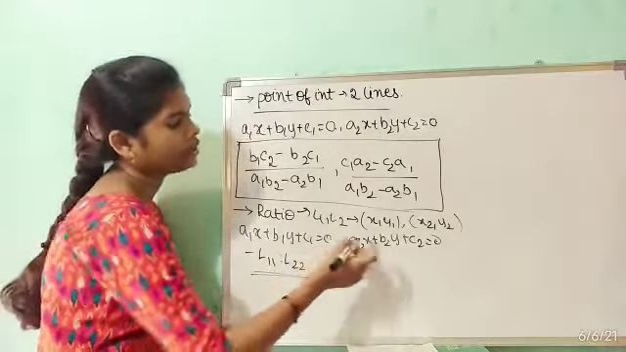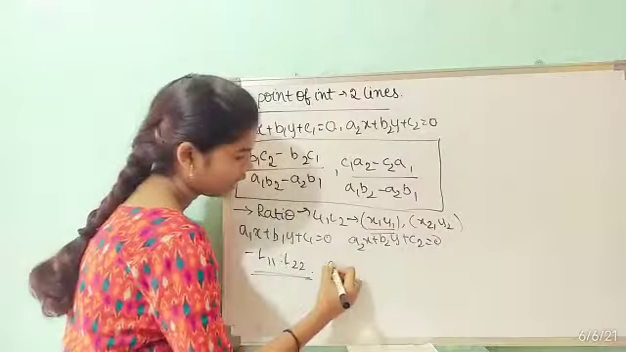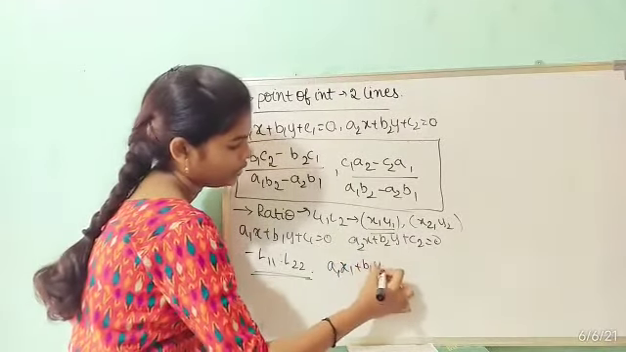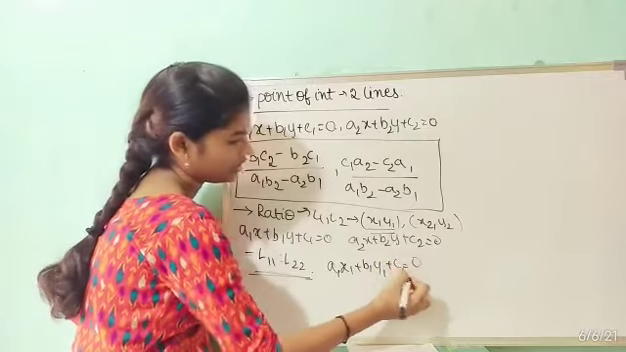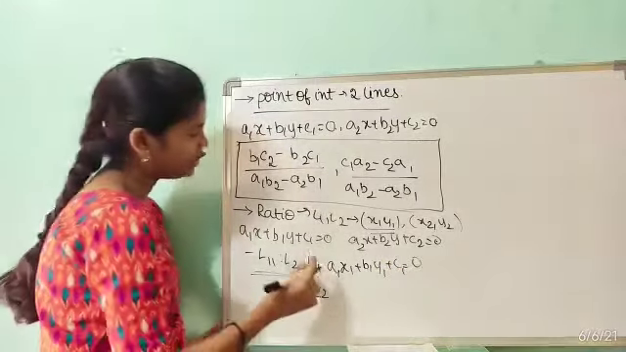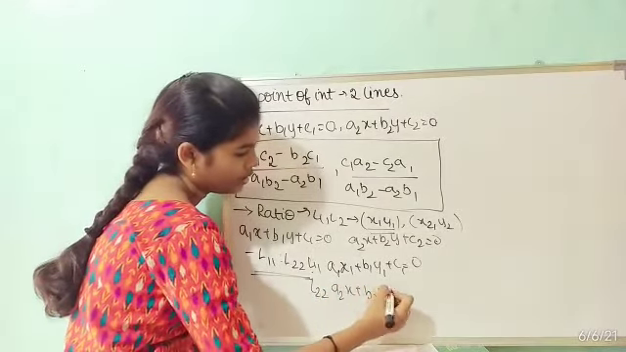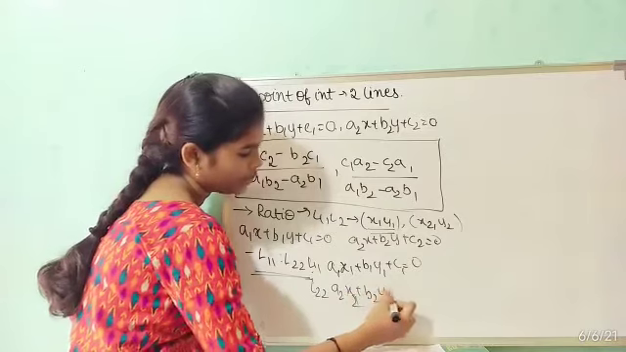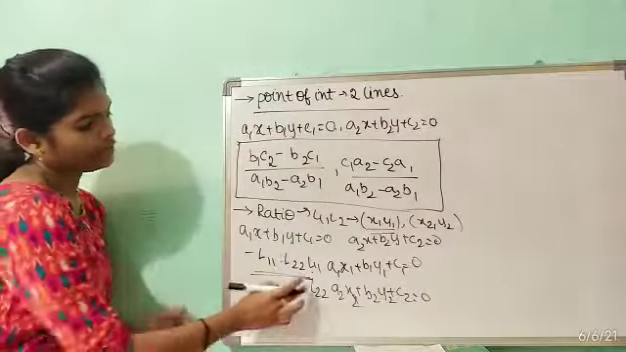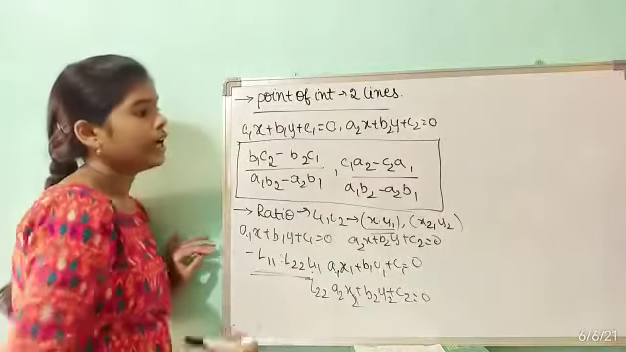L11 is nothing but you have to substitute the first point in the first equation. Then it will be a1x1 plus b1y1 plus c1, which is L11. Similarly L22 will be a2x2 plus b2y2 plus c2. So we have to find the ratio minus L11 is to L22.